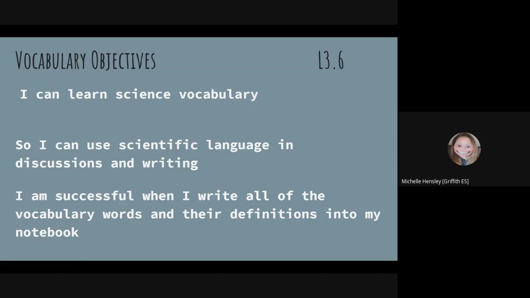All right, so you know how this is going to go. I am going to read the objective. The objective is why we're learning this and what we hope to do with it. And then you're going to repeat it after me. So let's get started. My turn. I can learn science vocabulary. Your turn.